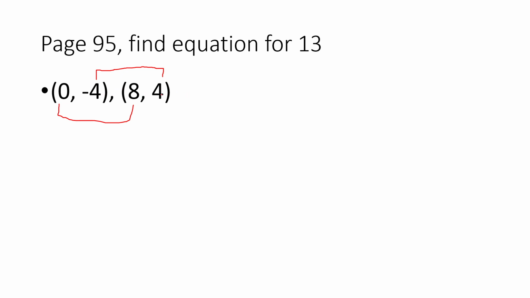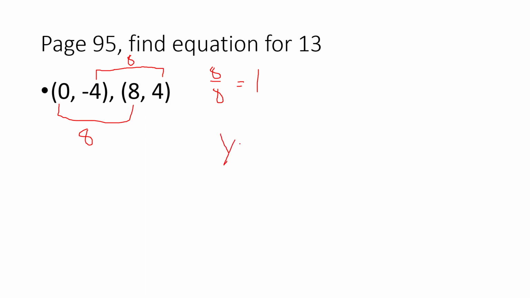Or we can be asking ourselves, how far apart is -4 from 4 on a number line? Well, 4 minus -4 is the same as 4 plus 4, or positive 8 for the difference. So that's the difference in our y values. And the difference in our x values, well, 0 to 8 is also 8. So our slope is going to be 8 over 8, which simplifies to positive 1.